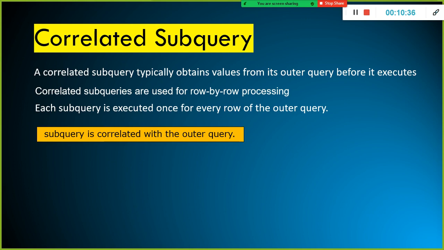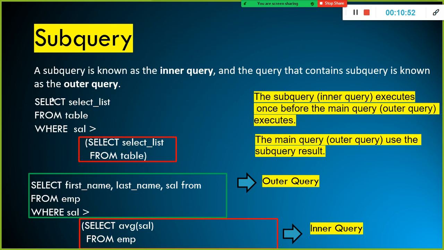So it is used for row by row processing. Why should I use correlated subquery? To perform row by row processing, right? Each query is executed once for each row of the outer query, right? In simple term, the subquery is correlated with the outer query. See, in this case, this one is correlated with this outer query.